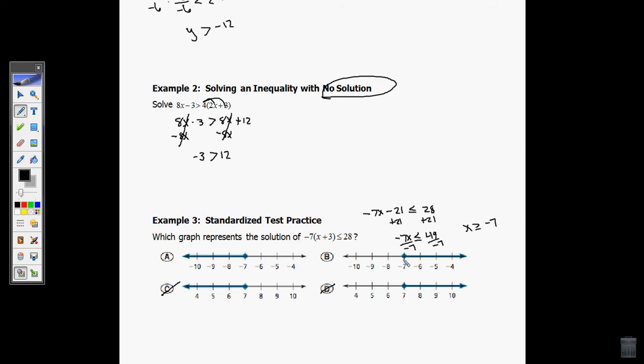Now they both have it filled in, which is good because it's or equal to. The dot should be filled in. But one of them's going in one direction, the other one's going in the other direction. I want x is greater than, which means I want an arrow going to the right, which means I want B.